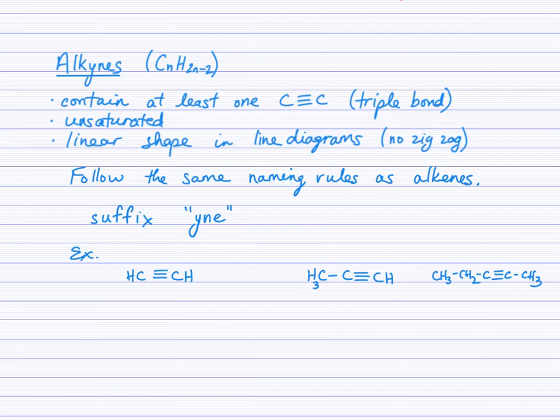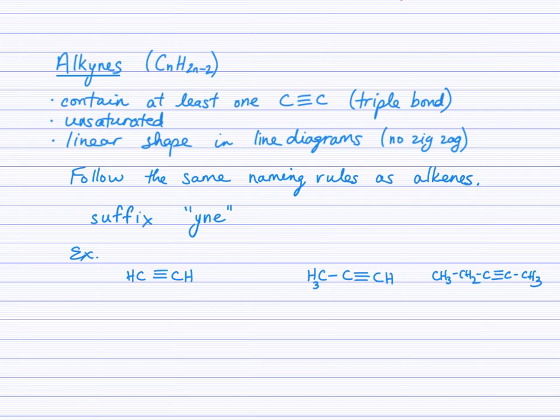We will explore shape in more detail in our second unit. However, when you have an opportunity to build the models of the alkynes, you'll see that there's a linear shape, and so we reflect that in the skeletal formulas or line diagrams. So try to remember then that for alkynes, there's no zigzag when we draw those.